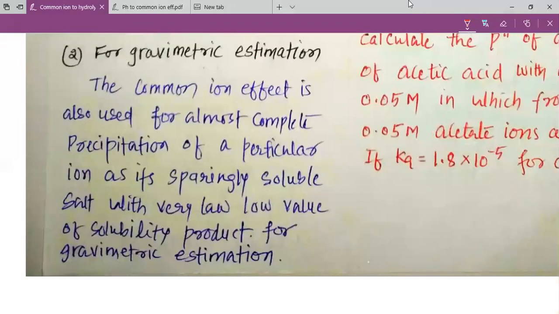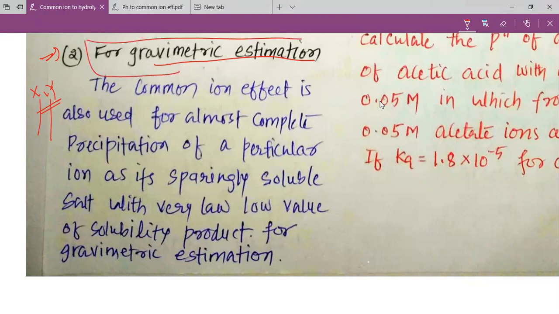Then, my dear students, for a gravimetric estimation, what happens is that sometimes we get some unknown substance and we want to know what amount of each element is present in that substance. By some analysis, we came to know that this substance has some elements X and Y. But then, out of the molecular mass of the substance, what percentage of X and what percentage of Y are present in that particular substance? To know that, we do one estimation. That estimation is known as the gravimetric estimation.